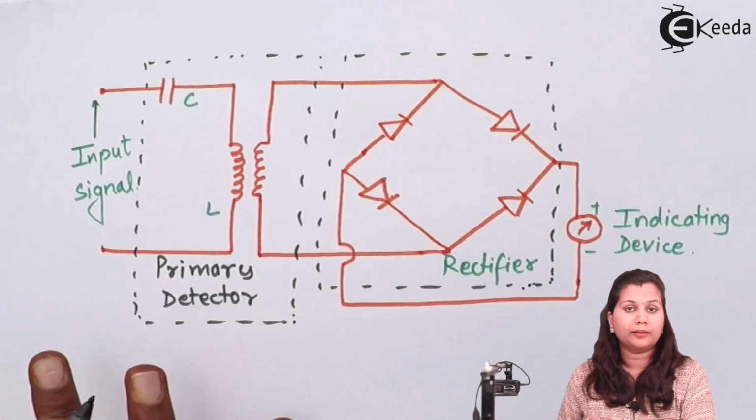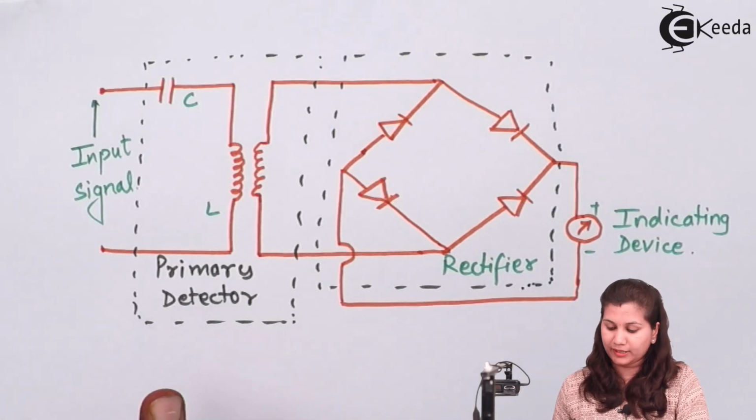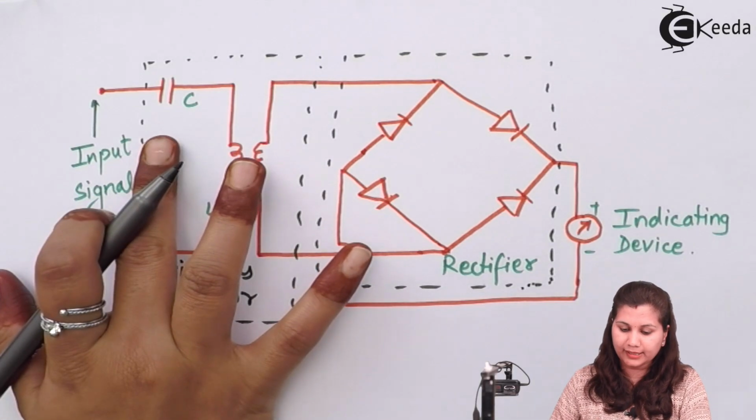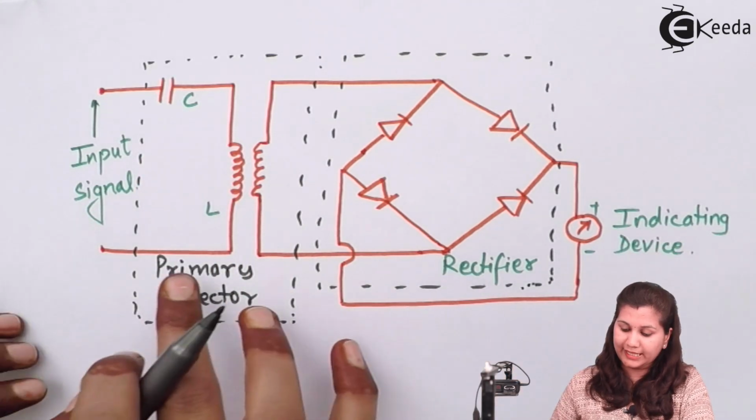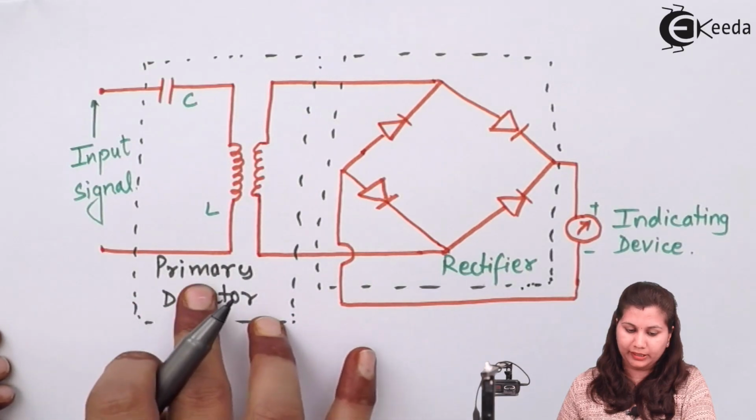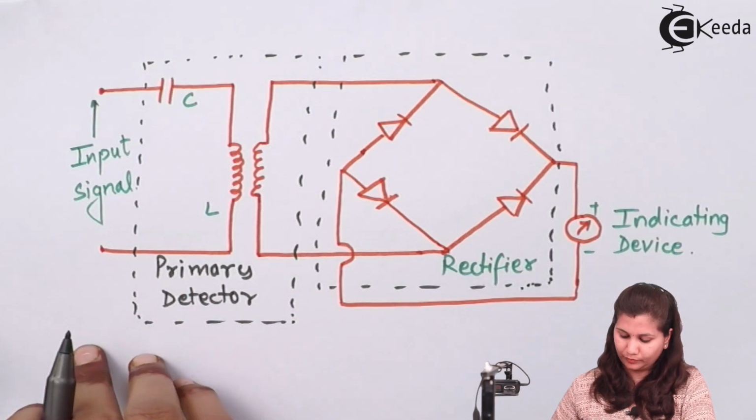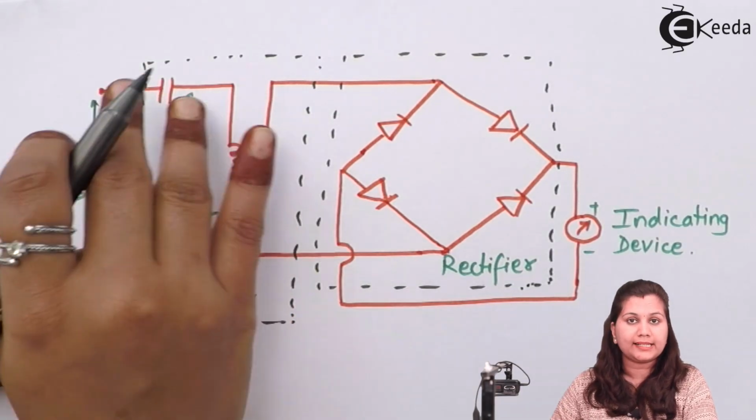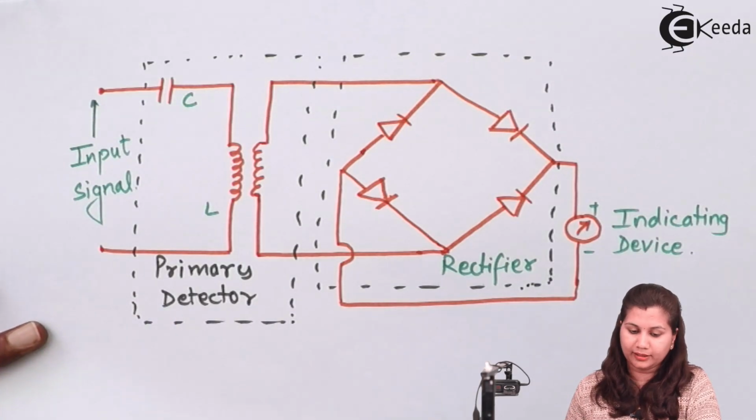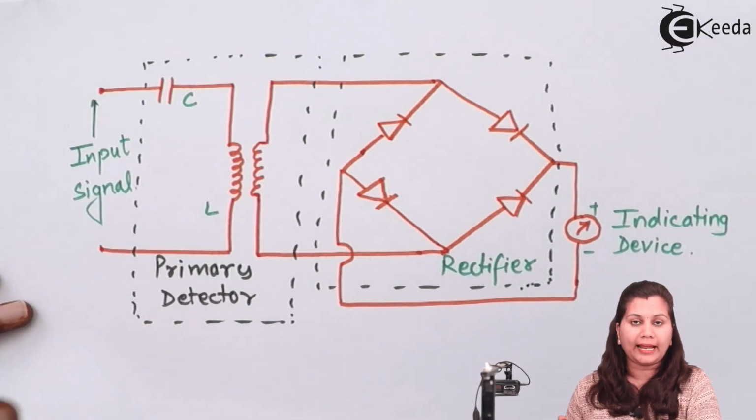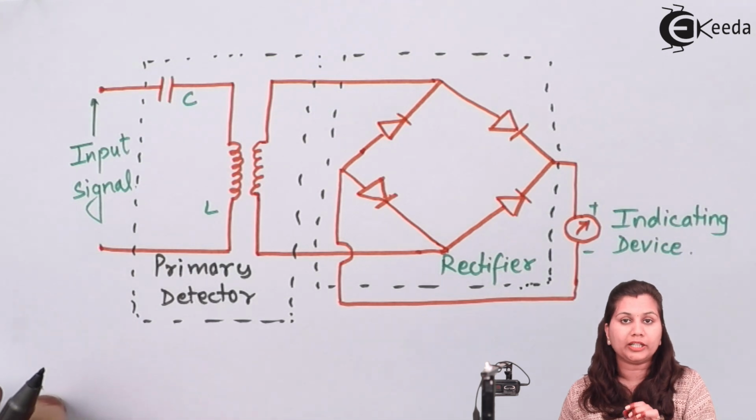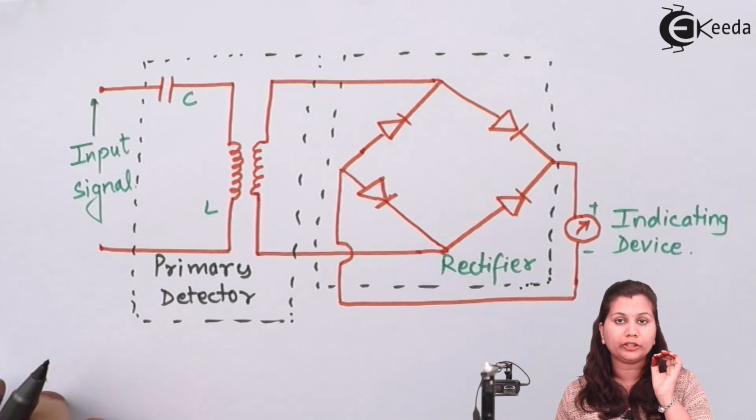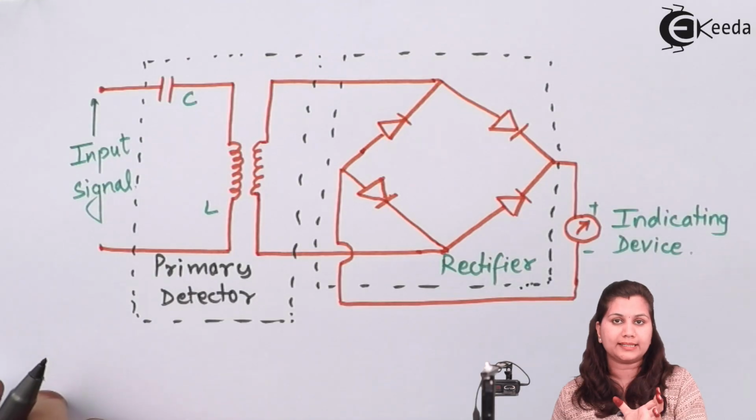So this is the basic wave analyzer, which consists of an LC circuit, a rectifier and an indicating device. Now this LC circuit is the primary detector. This LC circuit is going to work at the resonance frequency, and at that resonance frequency it is going to measure the particular harmonic component or particular component of the signal.